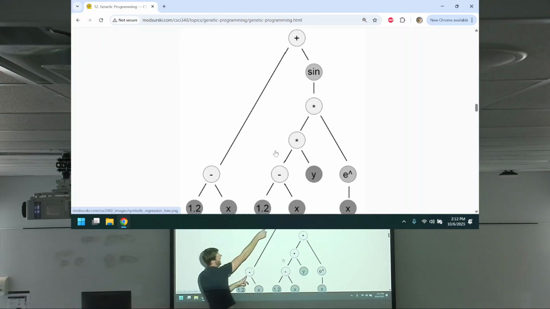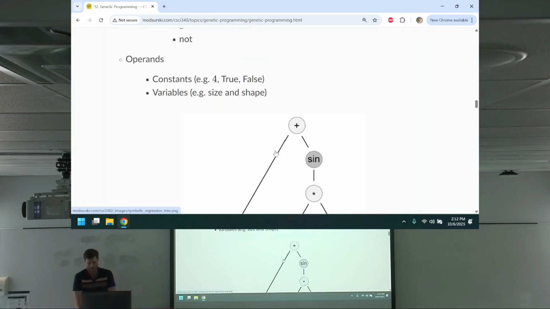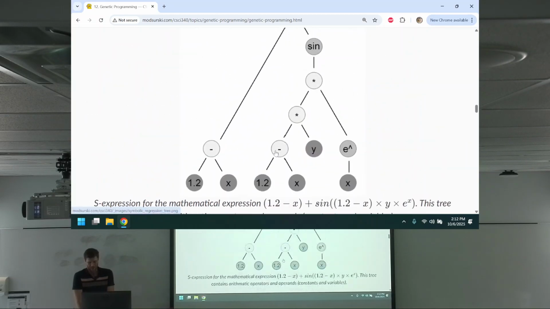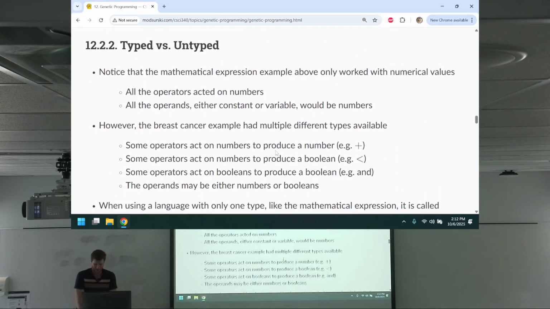If this was an 'and' up there, and this is returning the result of 1.2 minus x, that's meaningless. That's a nonsense, inadmissible statement. Yeah. Okay. Typed versus untyped. Okay, yeah, great.